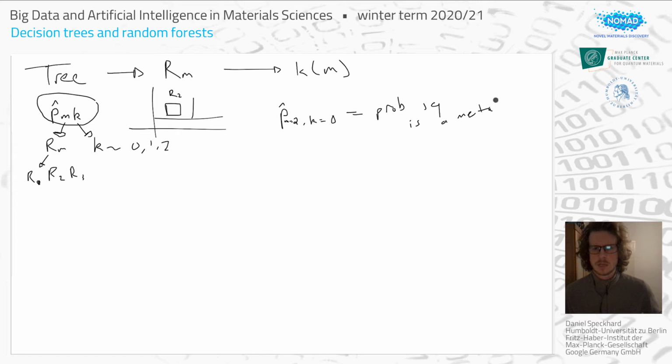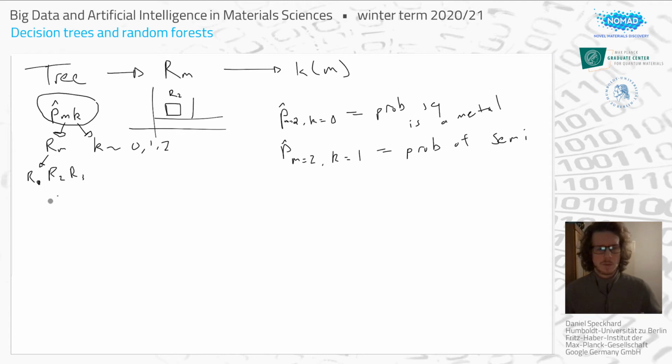So the tree actually comes up with estimates of these probabilities. And we could also say, for this region 2, what's the probability that this new data point is a semiconductor? K equals 1 was a semi. And we could also do this for K equals 2.